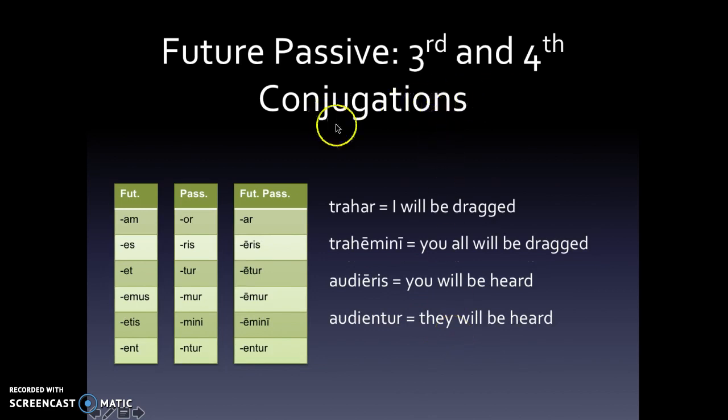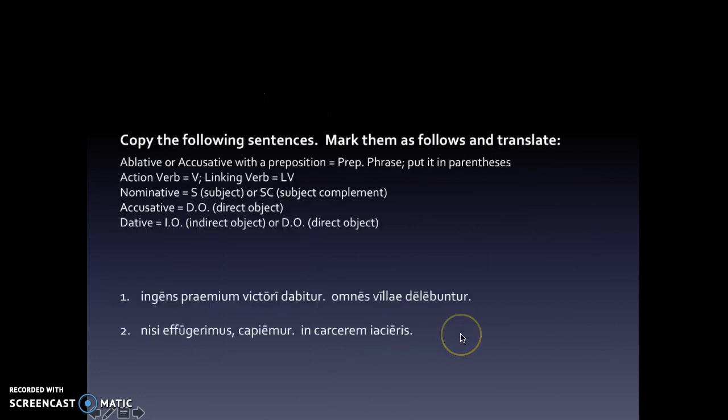And then the third and fourth conjugations also similarly form a combination of the two. So bo and or become ar. Then we've got aris, ator, amor, amini, and entor. So trahar is I will be dragged. Trahemini, you all will be dragged. Audieris, you will be heard. Audientor, they will be heard.